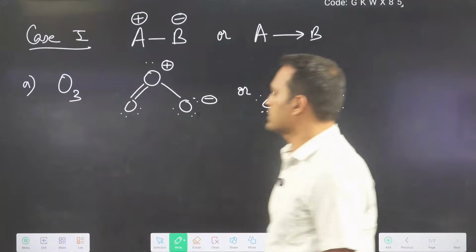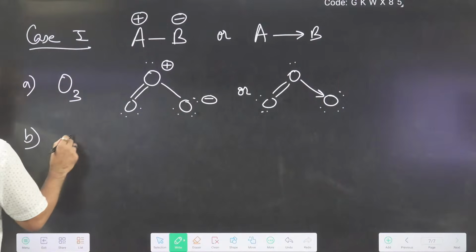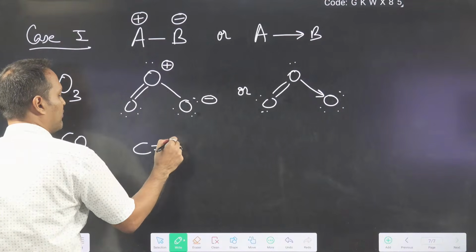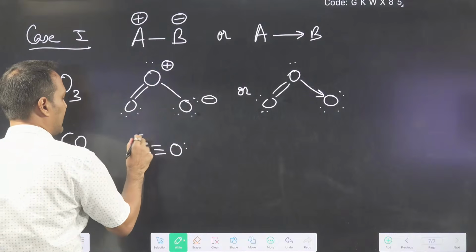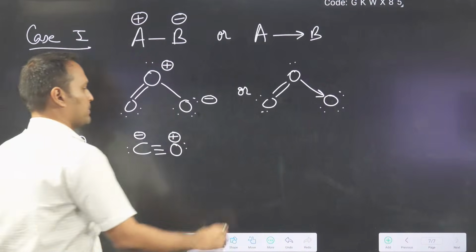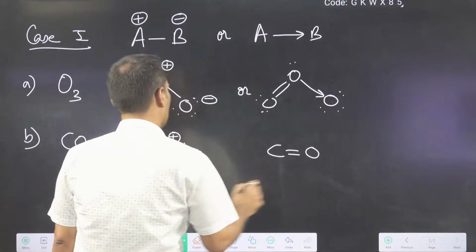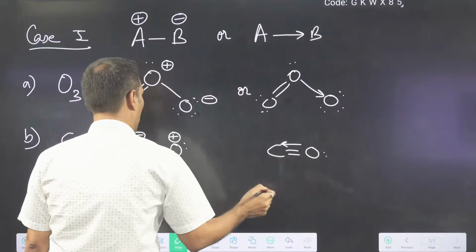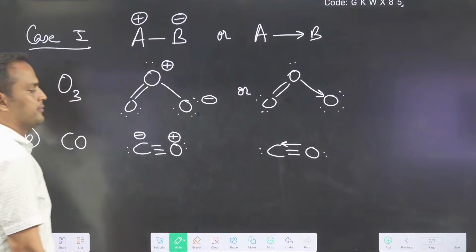Okay. Second example, CO, carbon monoxide. When you draw the diagram of carbon monoxide, you will get it like this. Okay? So the plus minus bond can be replaced by a coordinate bond. That's it.